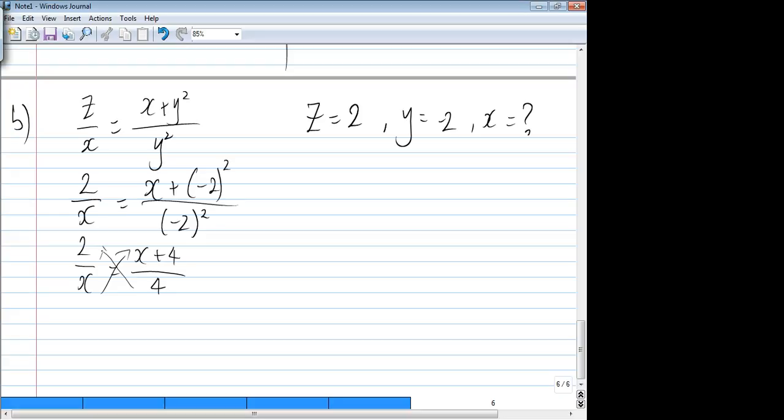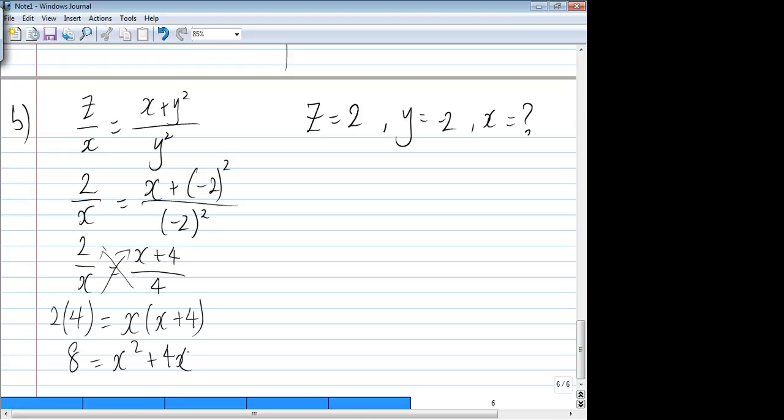Those are arrowheads telling you the denominator times the numerator on the other side, and the numerator times the denominator on one side. So 2 times 4 equals X times (X plus 4). And we simplify to get 8 equals X squared plus 4X.